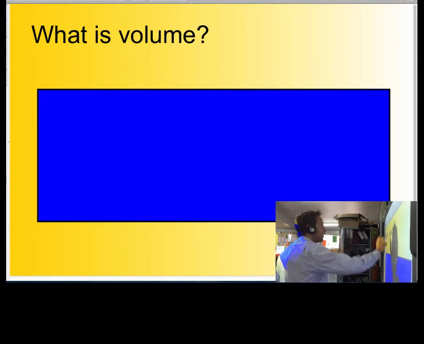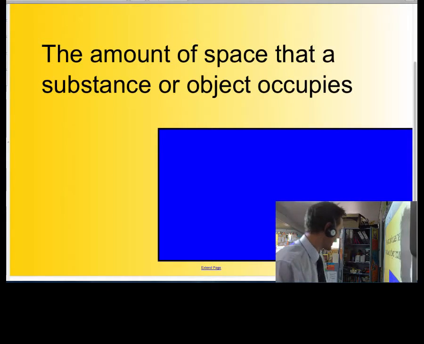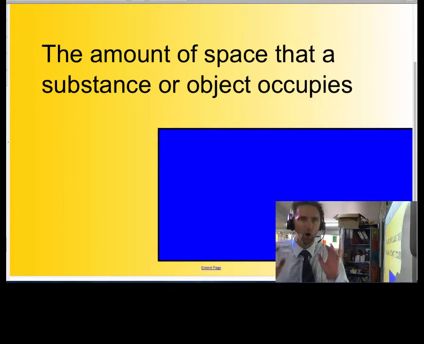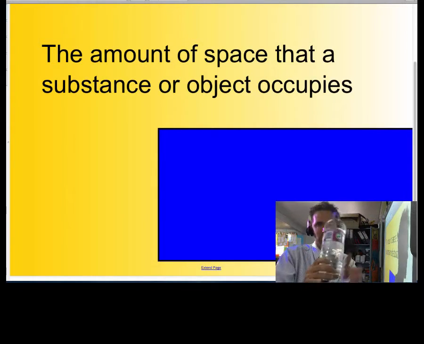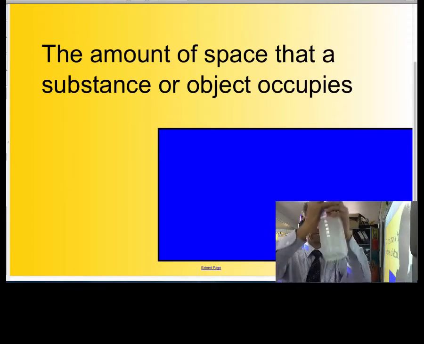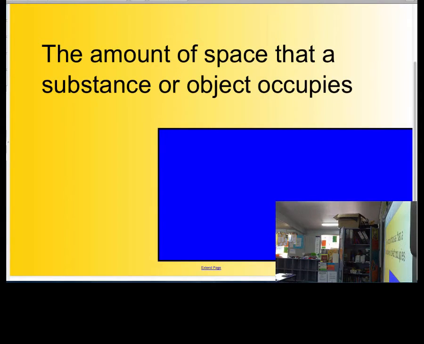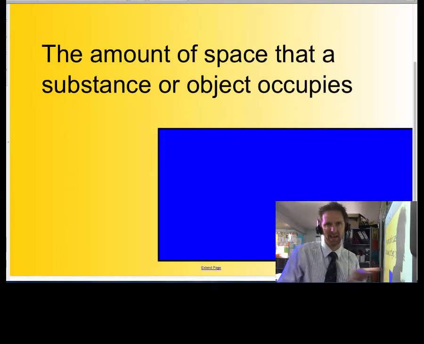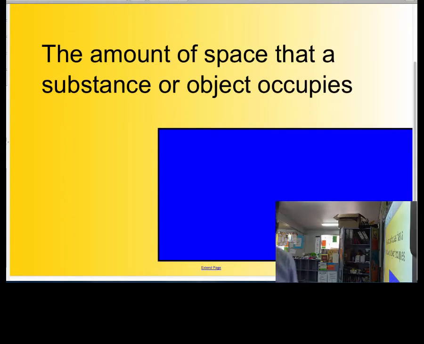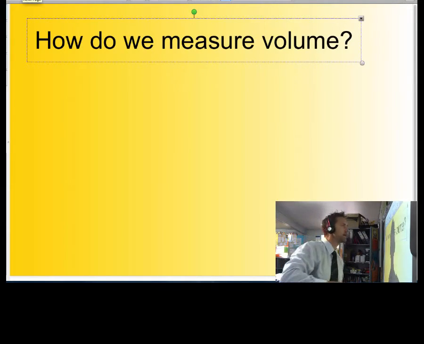Okay, I hope you're back, guys. Volume is the amount of space that a substance or an object occupies. For example, you can see the water in my bottle takes up a certain amount of space. So we might say, what is the volume of water in this bottle? Now there is a certain amount of space taken up by this cup. We might say, what is the volume of air in this cup? You can see that area is about a flat surface, but when we talk about volume, we're talking about the space within an object. So, how do we measure volume?